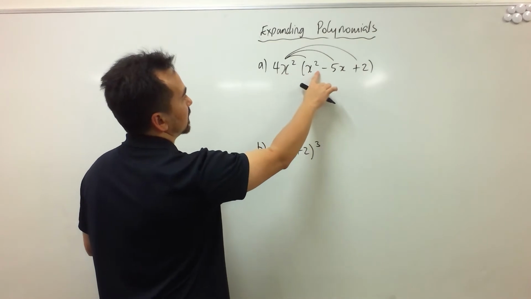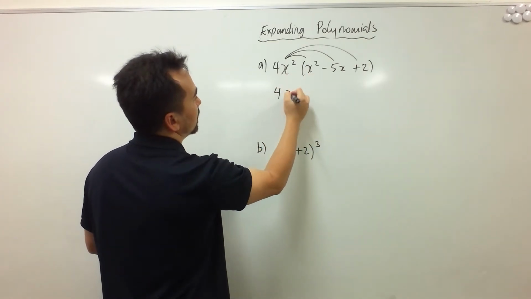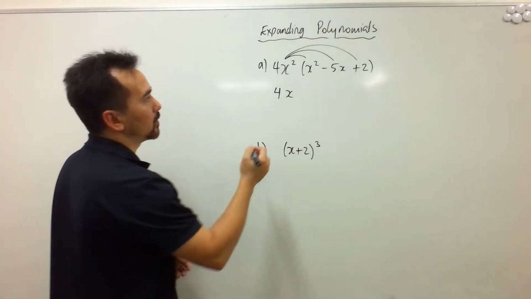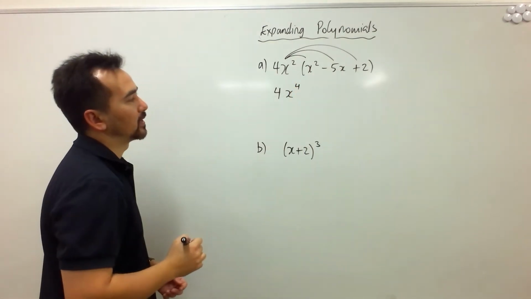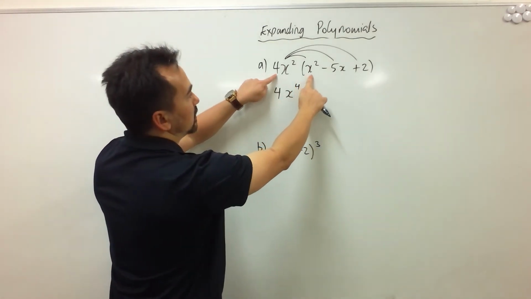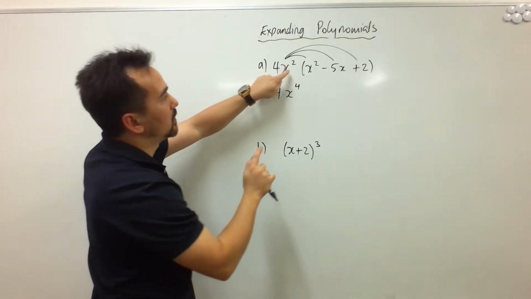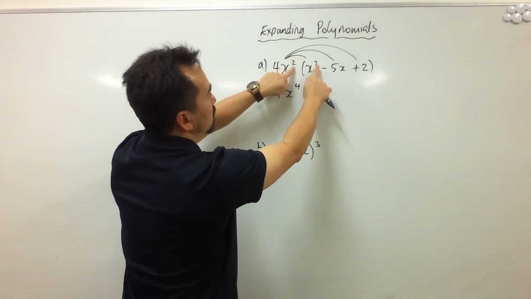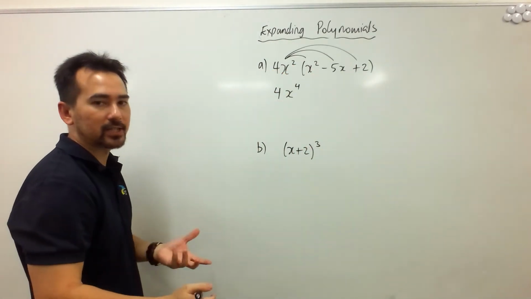Alright, 4x squared times x squared is 4x to the power 4. Okay. Now when we're multiplying these two terms, what you do to the powers is you have to add them. That's 2 plus 2. Alright, let's do the next bit.